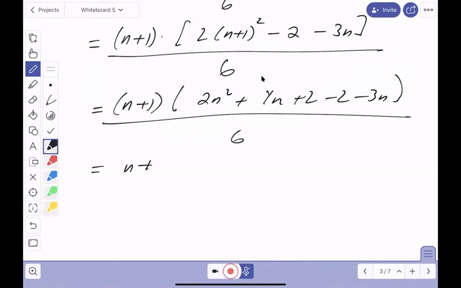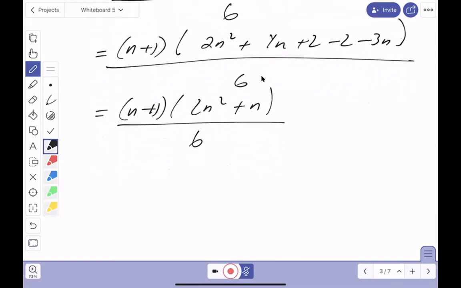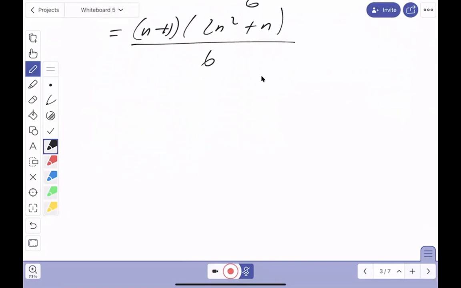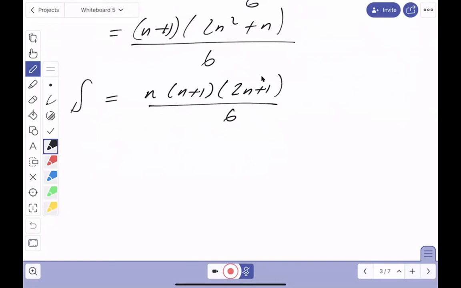What do you have here? (n+1), 2n squared. Let's see, 4n minus 3n is plus n, right? And the 2's cancel out over 6. It's never going to end, right? It does end. What do you get over here? (n+1)(2n+1) over 6. And what's this thing over here? S2.